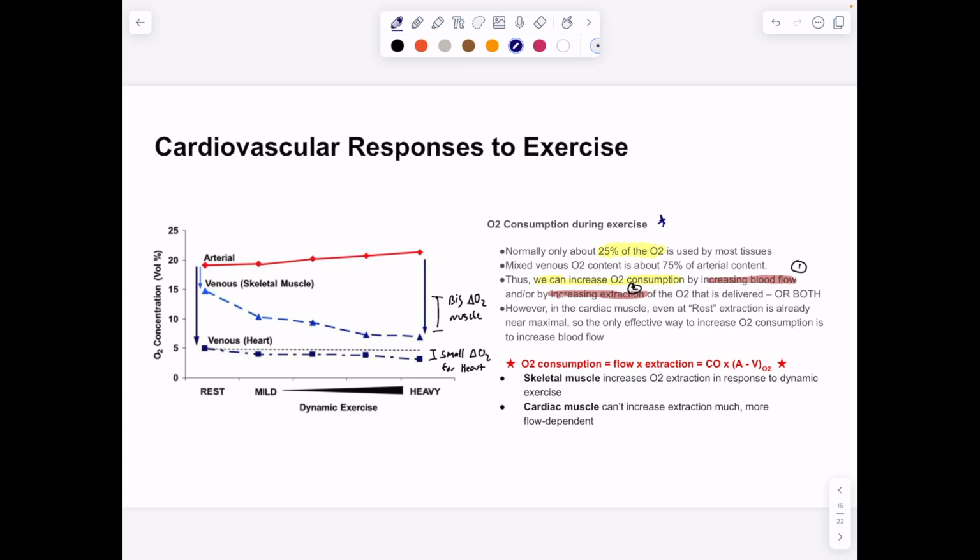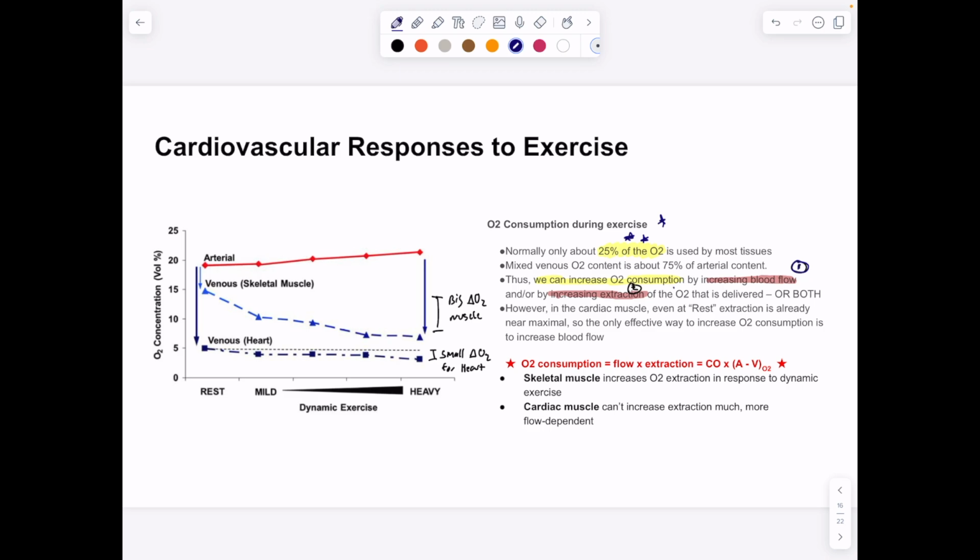Right, so that brings us to the concept of oxygen consumption during exercise. In a normal situation, aka non-exercise, only about 25% of the oxygen in the blood is being used by most tissues. This is not true in the case of the heart, which uses most of it. And so if we want to increase oxygen consumption, we can do one of two ways. One, by increasing blood flow, because there's a lot of oxygen still left in our veins, since only 25% of it gets used normally. Or you can increase the extraction of the O2 in the blood, or you can do both.